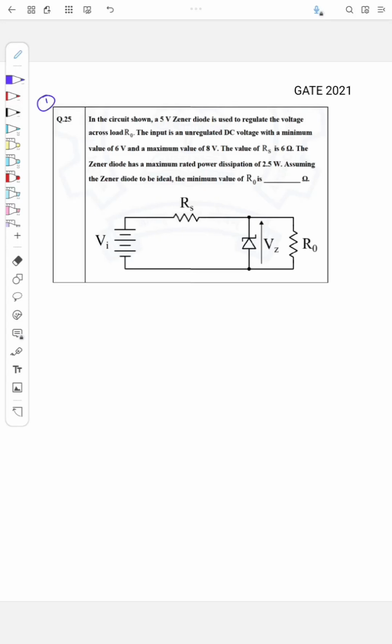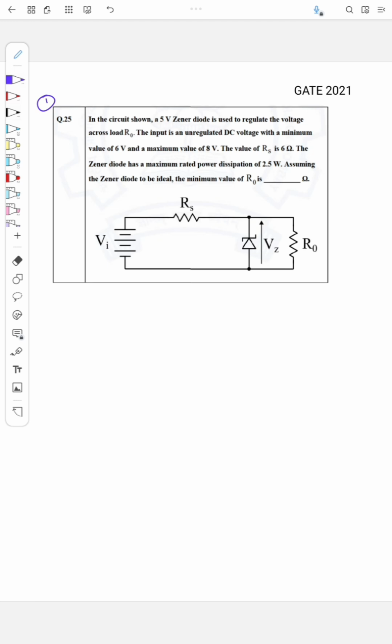So this is from GATE 2021. In the circuit shown, a 5 volt Zener diode is used to regulate the voltage across the load R0. The input is an unregulated DC voltage with a minimum value of 6 volt and a maximum value of 8 volt. The value of RS is 6 ohm and the Zener diode has a maximum rated power dissipation of 2.5 watt. Assuming the Zener diode to be ideal, the minimum value of R0 is.